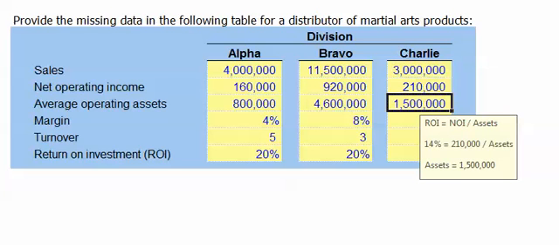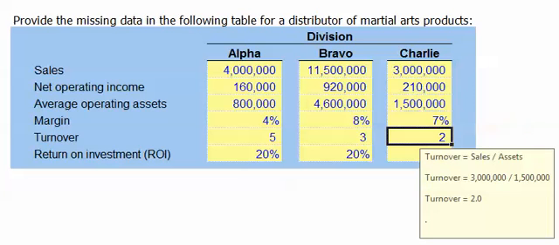Our average operating assets we can solve by setting our 14% ROI equal to our net operating income, which is $210,000 divided by our assets. In solving for our assets we get $1.5 million for our assets. Finally, our asset turnover is simply our sales of $3 million divided by our $1.5 million in assets, and we get an asset turnover of 2.